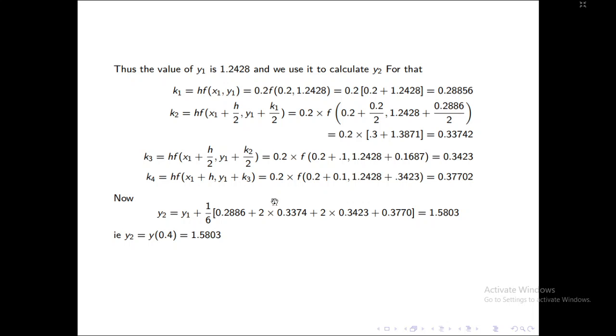So substituting in the expression for y2 is equal to y1 plus 1 by 6 into k1 plus 2 into k2, which is 0.3374, plus 2 into k3, 0.3423, plus k4, 0.377, is equal to 1.5803. So that's the value of y2, that is the value of y at x2. x2 is equal to 0.4. So the value of y at 0.4 is 1.5803.